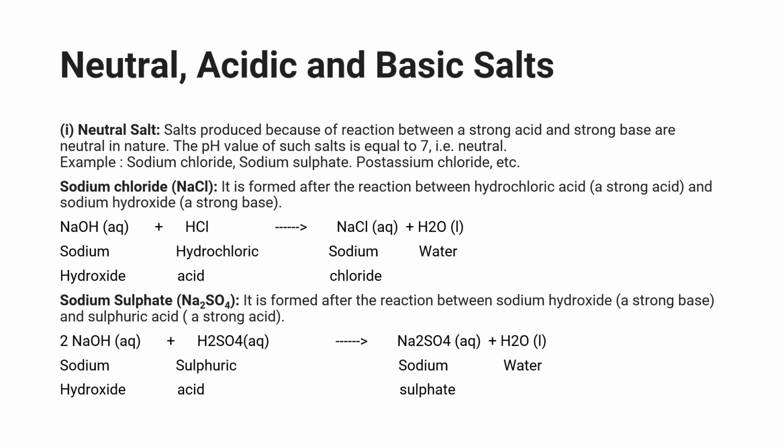What is a neutral salt? Salts produced because of the reaction between a strong acid and a strong base are neutral in nature. The pH value of such salts is equal to 7, that is neutral. For example, sodium chloride, sodium sulfate, potassium chloride, etc. Sodium chloride is formed after the reaction between hydrochloric acid and sodium hydroxide. Sodium sulfate is formed after the reaction between sodium hydroxide and sulfuric acid.